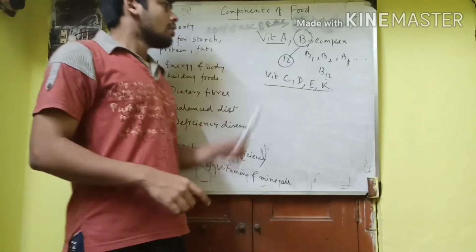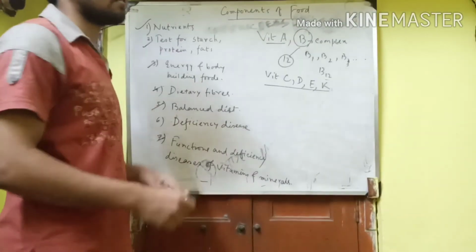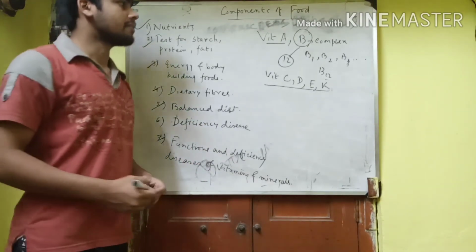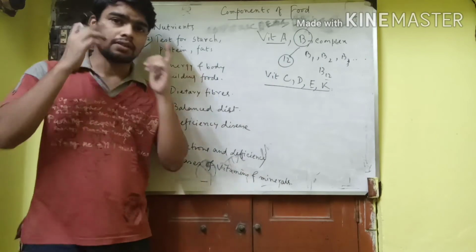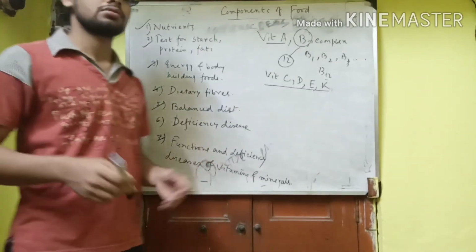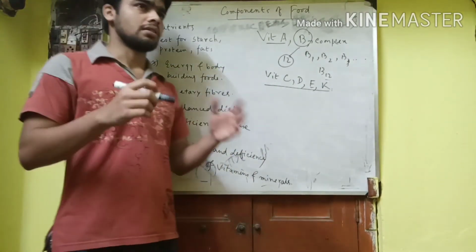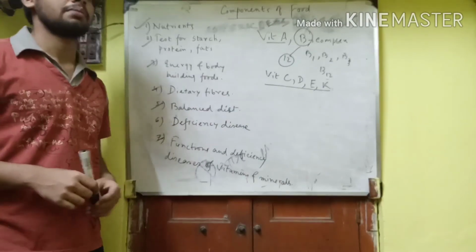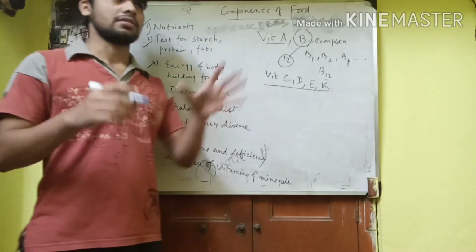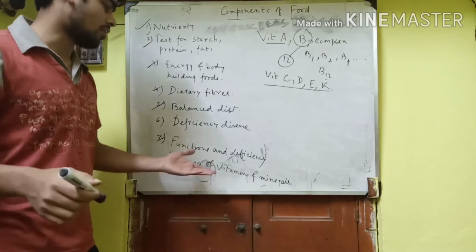First of all, coming to vitamin A. Vitamin A is essential for healthy eyes and skin in our body. The deficiency of vitamin A causes loss of vision. If a person has a deficiency of vitamin A, he may not see anything in darkness. So loss of vision is a deficiency disease of vitamin A.